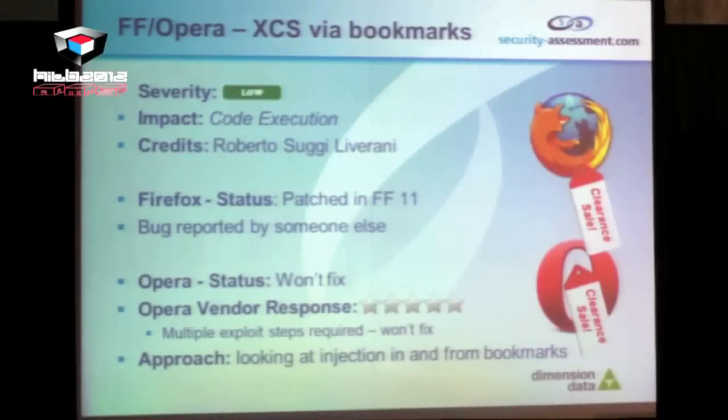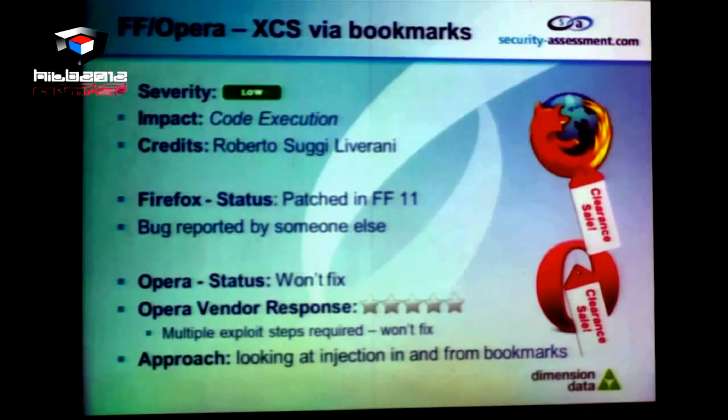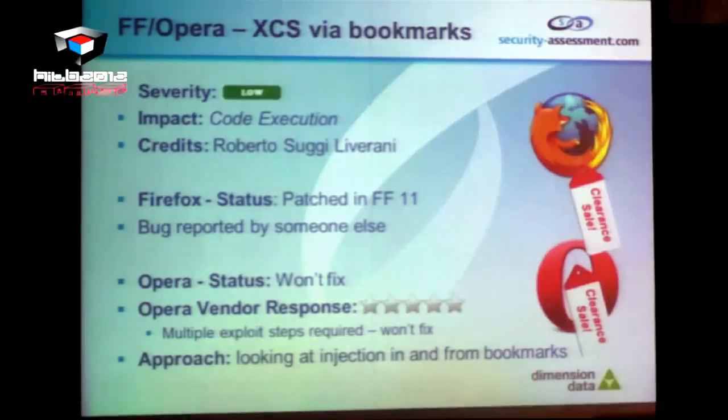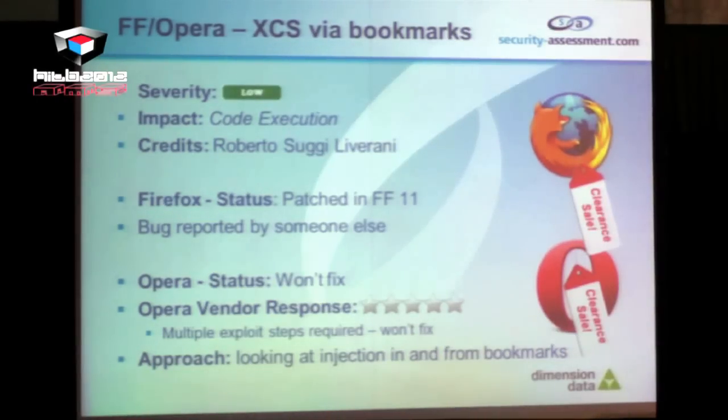I tried to find by who, but I couldn't find any reference. The behavior I'm going to show you now doesn't work anymore from Firefox 11, while in Opera this is possible in the latest version. So the approach here was looking at the injection in and from the bookmarks, to see what I could do if we assumed someone has a malicious bookmark.